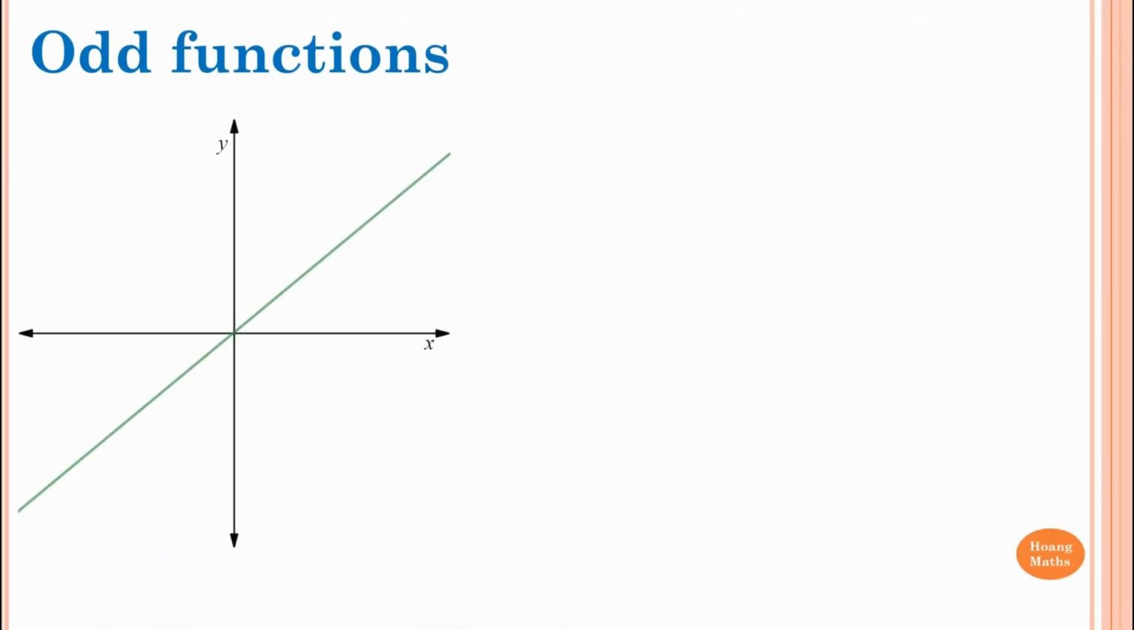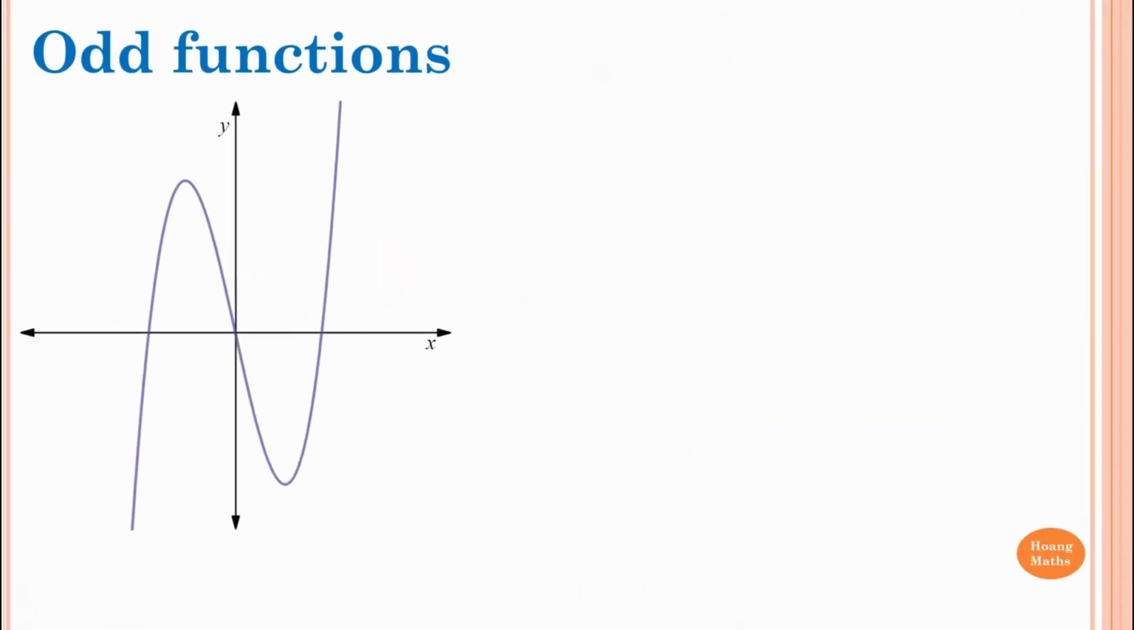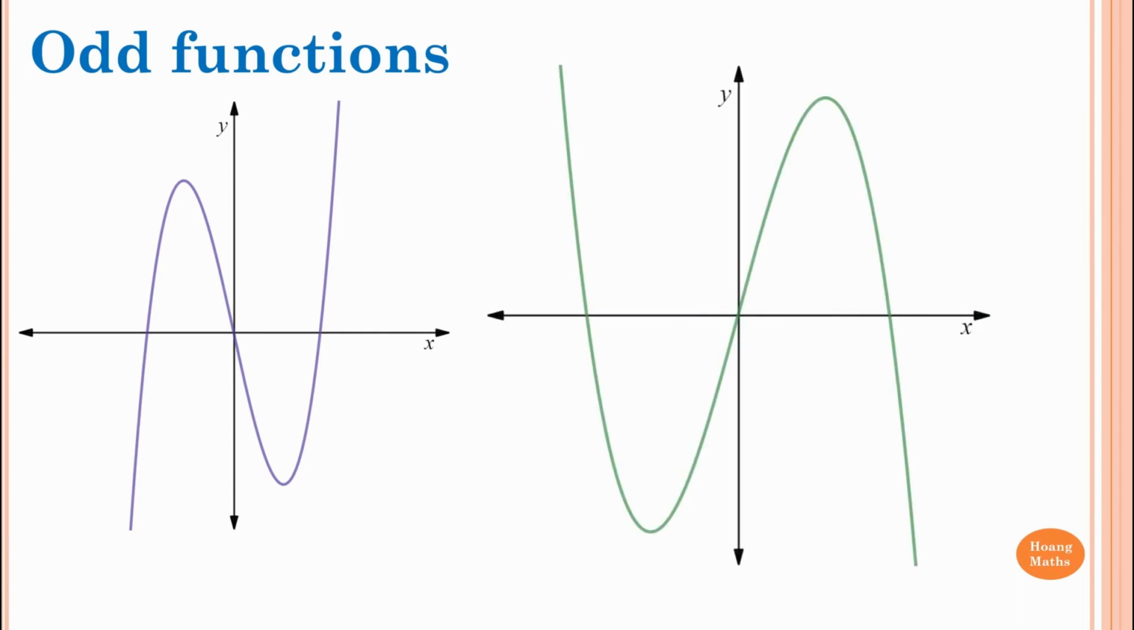For an odd function, the graph will look like this. This can be f(x) is equal to kx, where k is positive in this case. It's just a linear function. Or it can look like this. These are odd functions. The more complicated odd functions will look like this or like this. So please take notes on this.